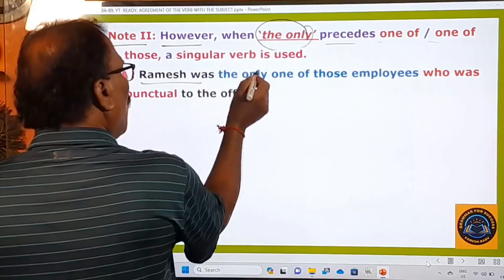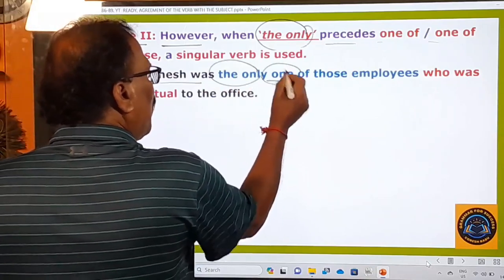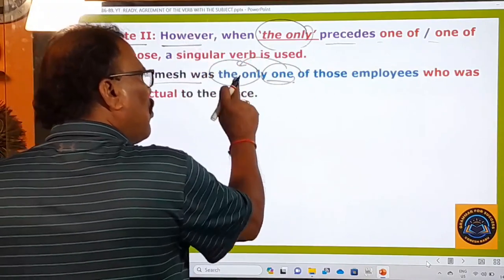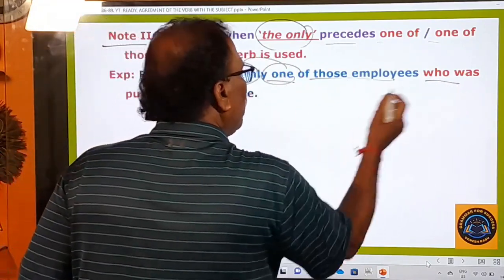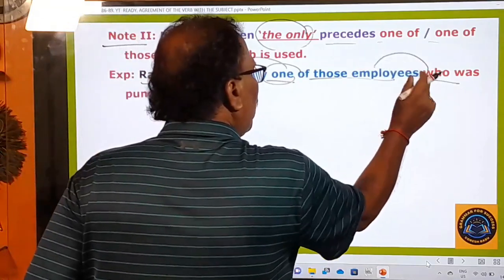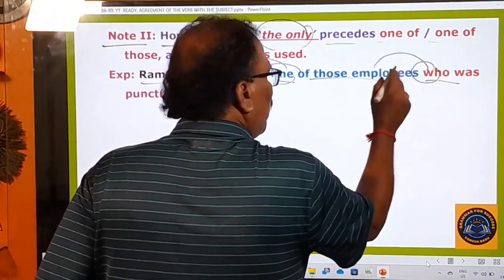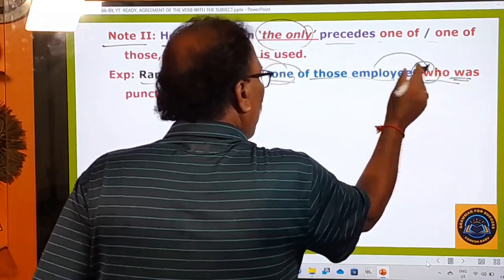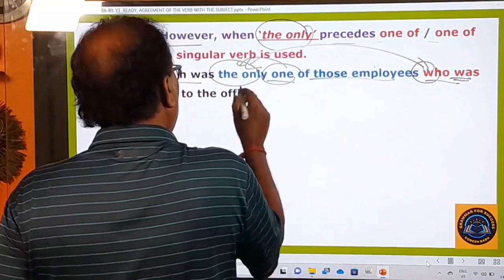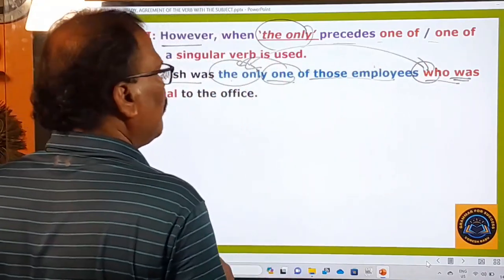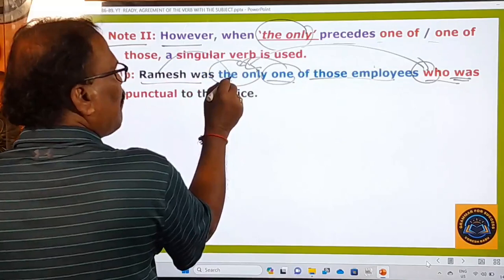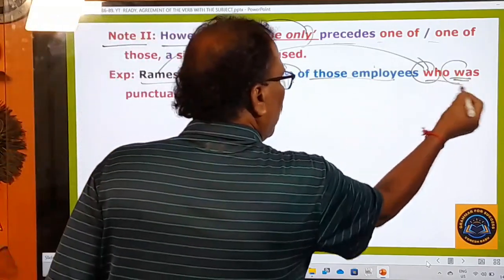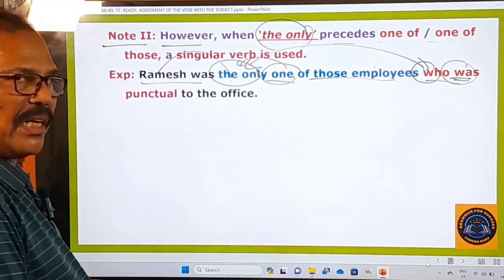Ramesh was the only one of those employees. Before "one of", "the only" is used. Okay. "The only" means only one. Though the antecedent of the relative pronoun is plural, we do not use the verb according to that, but according to "the only". He was the only employee. Singular. That's why you use only the singular verb after the relative pronoun.